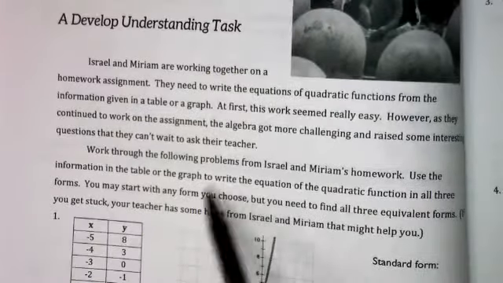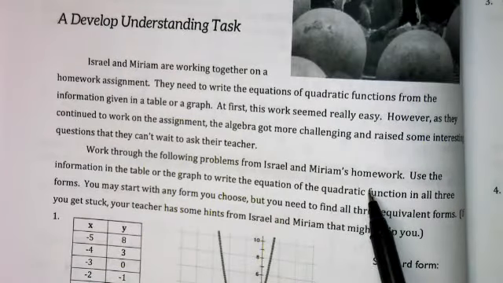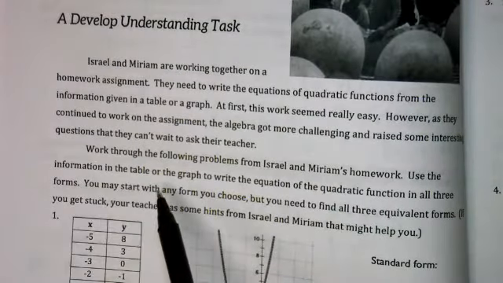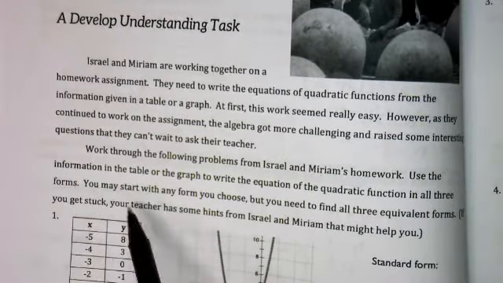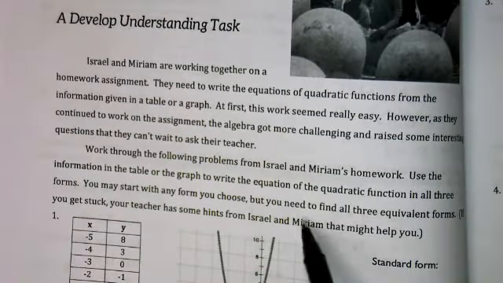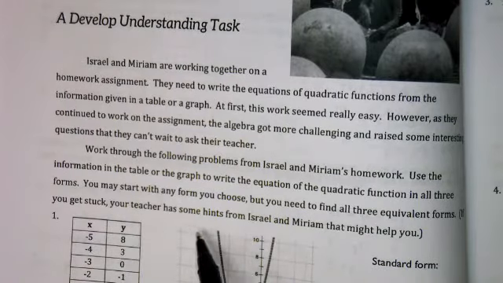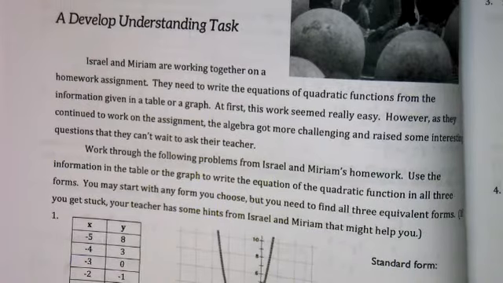Work through the following problems from Israel and Miriam's homework. Use the information in the table or the graph to write the equation of the quadratic function in all three forms. You may start with any form you choose, but you need to find all three equivalent forms. If you get stuck, your teacher has some hints from Israel and Miriam that might help you.